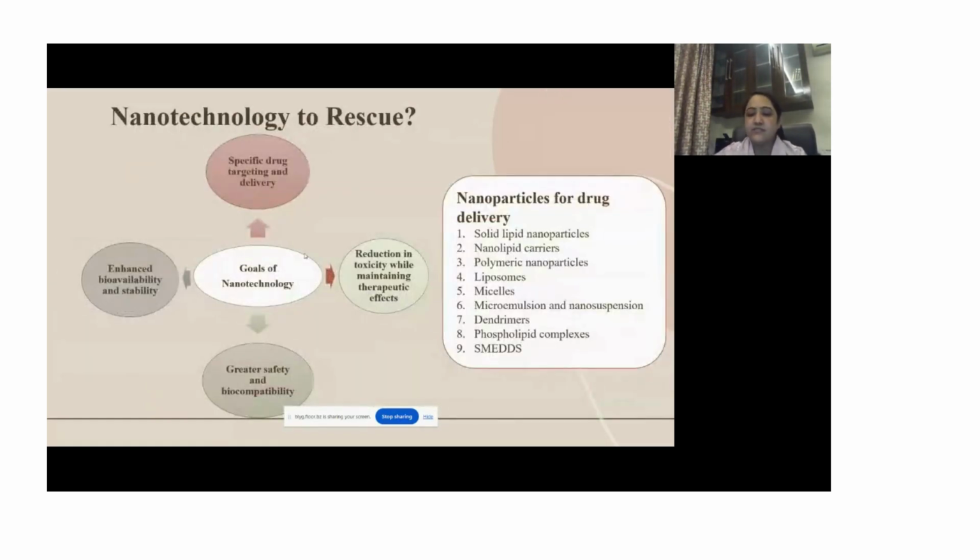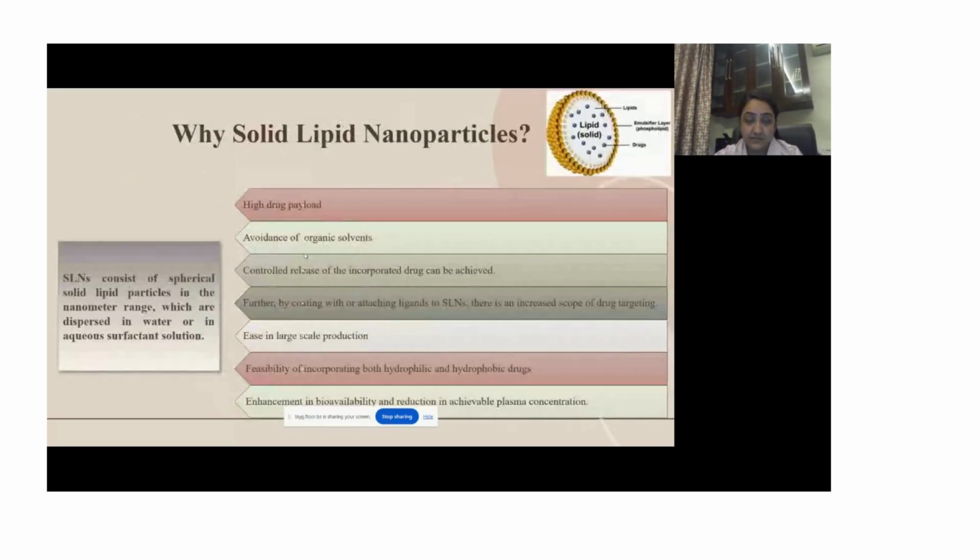In nanoparticle approaches, I have selected one method, that is solid lipid nanoparticles, because in SLN we use surfactant, lipid, and co-surfactant, so it can entrap the drug into the matrix. Solid lipid nanoparticles consist of solid lipid particles which are dispersed in water or in an aqueous surfactant solution, because it has high drug payload, and we can avoid the use of organic solvent, because we are using an aqueous solution, that is water.